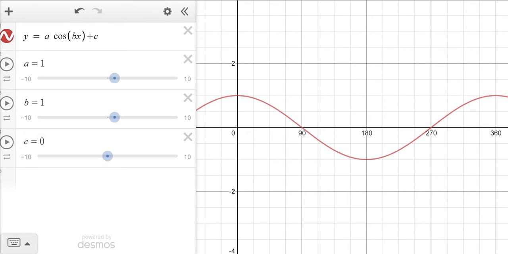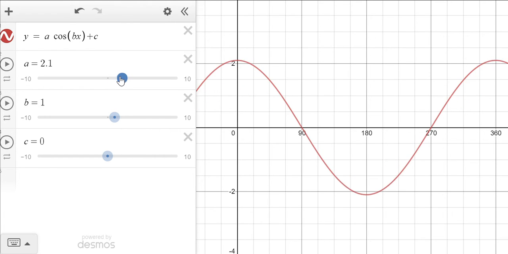Now we can put a number at the front. At the moment that number is 1, but we can change it. We can put a number in front of the x, or we can add a number on the end. Those are the three places we're going to think about. So let's first start by changing that number out the front. Let's make that number bigger.